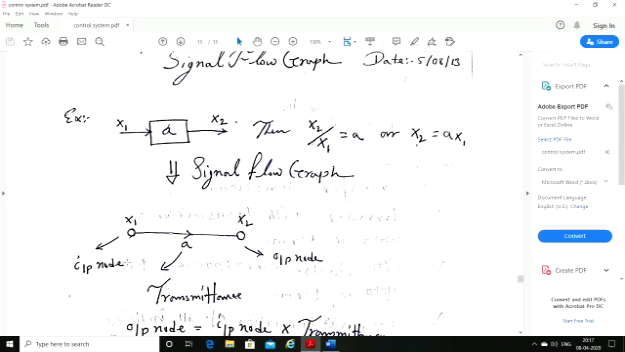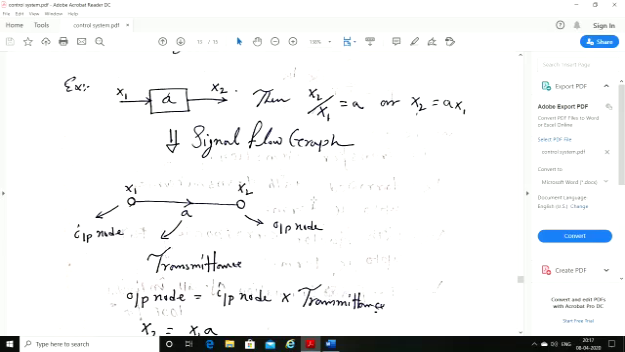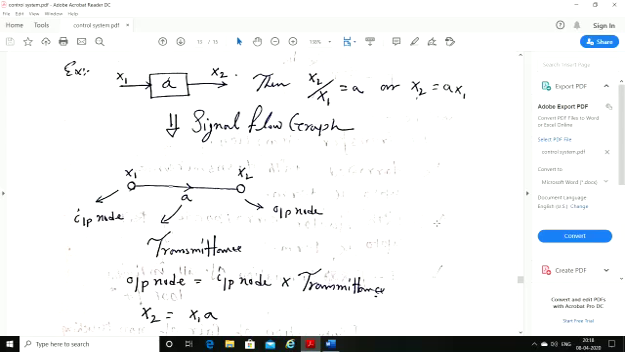Here we see a block where x1 is the input, a is the gain, and x2 is the output. From the block diagram we know that when x1 is the input, x2 is the output, therefore x2 by x1, that means output by input, equals gain. Or we can say output equals gain into input, that means x2 equals a into x1.